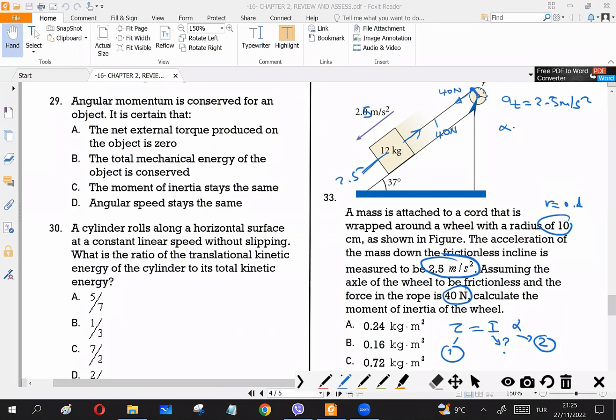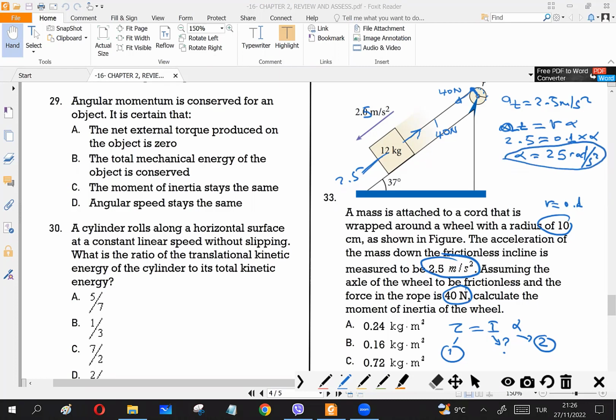So let's start by calculating alpha, because I know that tangential acceleration on the surface of the disk is R, the radius of the wheel, multiplied by alpha. Tangential acceleration 2.5. R is 0.1, that is 10 centimeter, multiplied by alpha. So alpha is going to be 25 radian per second squared. We got alpha. After that, I need to know what the torque is.